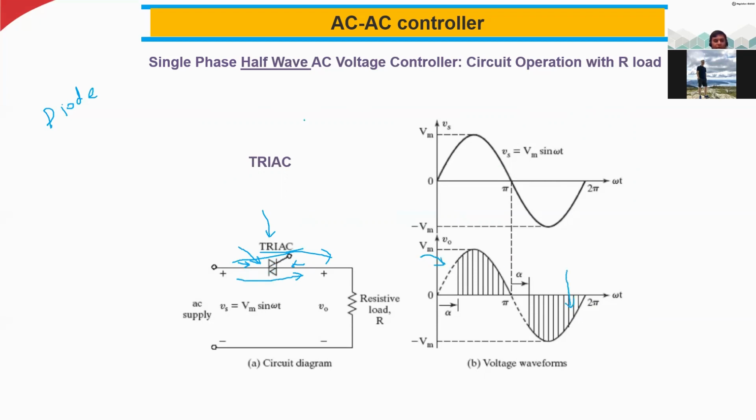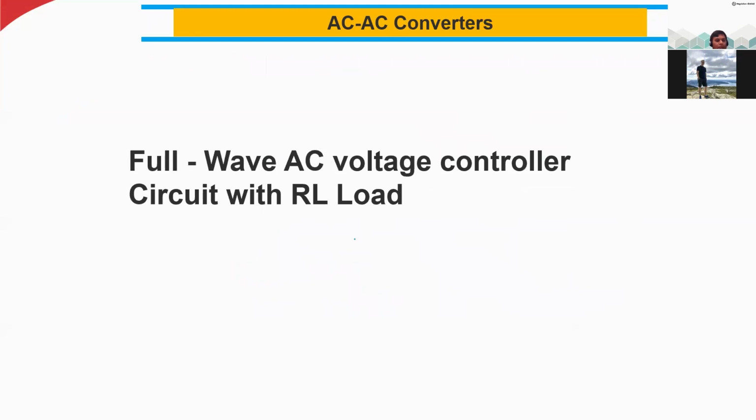It's exactly the same as the full wave, but this is not half wave. You can control the entire input voltage at the output. It means you can change the alpha value between 0 to pi and also between pi and 2 pi. Everything, the operation, is the same. So far, we have seen half wave AC to AC and full wave AC to AC voltage controllers with resistive load.